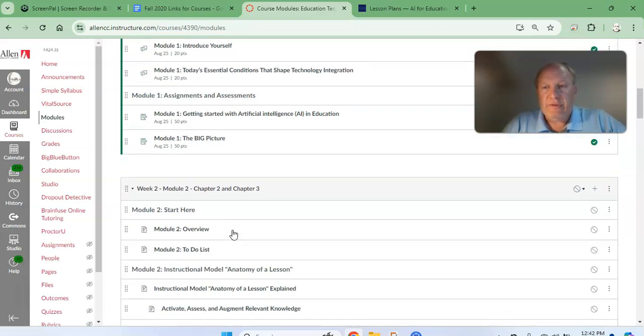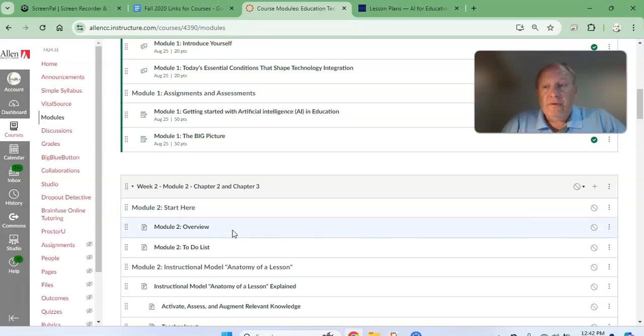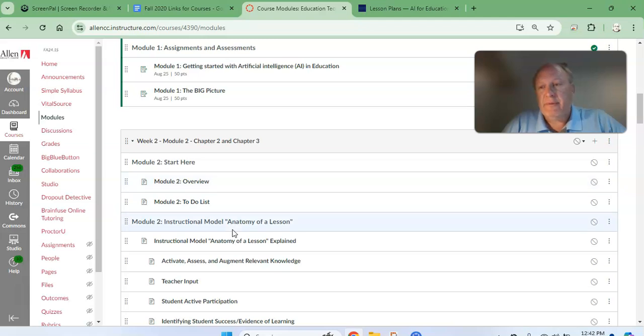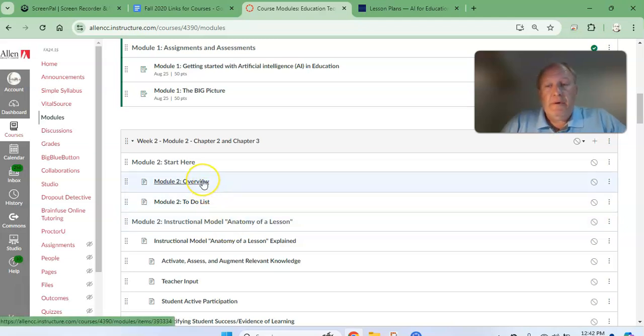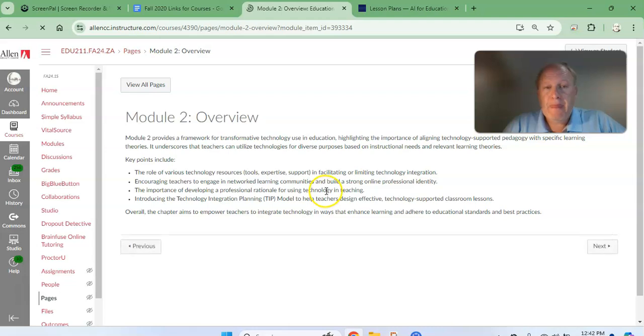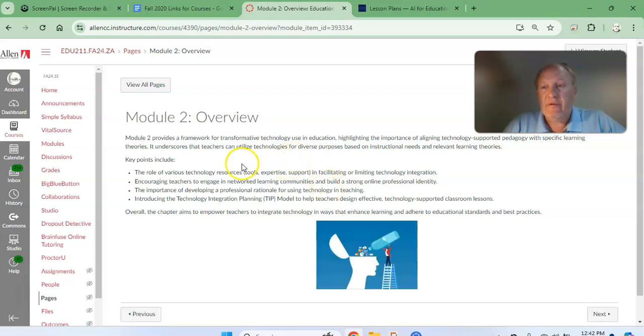So in module 2, you'll do some of the same tasks, which will expand your knowledge a little bit more into technology integration, and we'll get into an instructional model. So, like last week, this time you'll cover chapters 2 and 3. So you need to start off with your overview. Kind of gives you an overview of what we're going to cover this week.